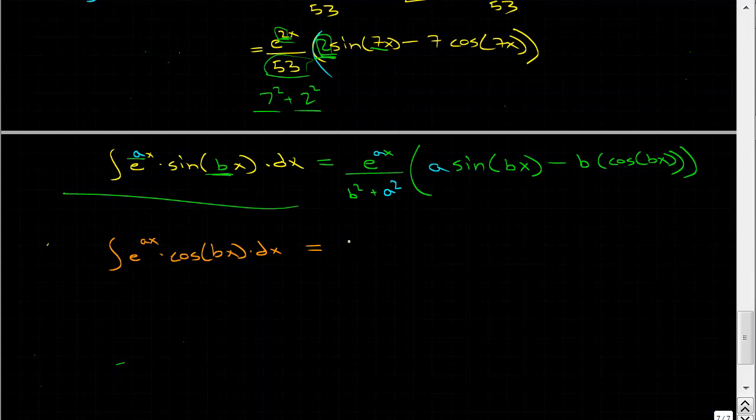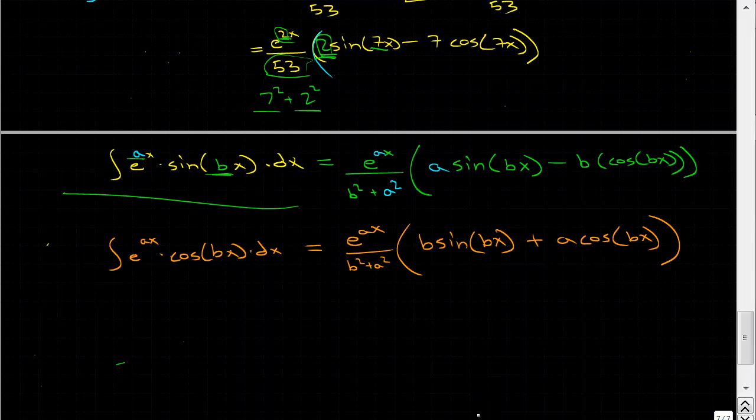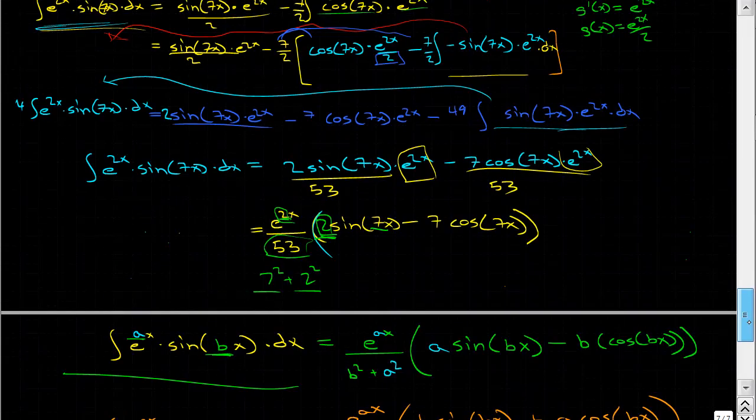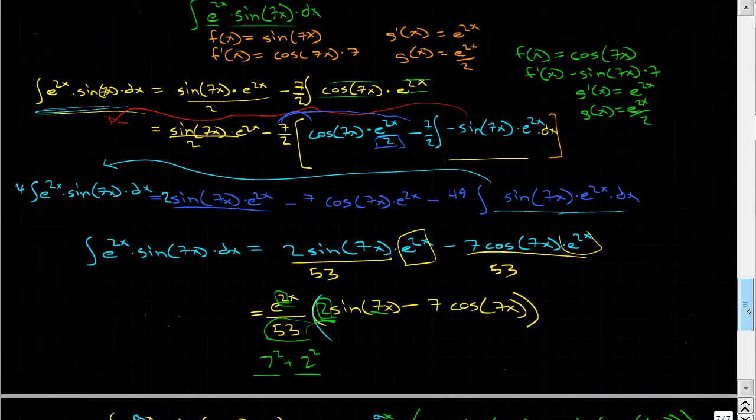e to the ax over b squared plus a squared. It's very similar, except that we have b sine bx plus a cos bx. And so that's a general formula. So that's why I wanted to go through this question, and then you can see that general formula for yourself.